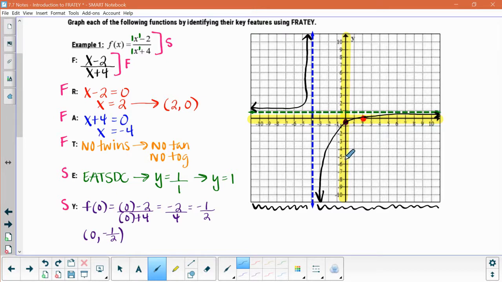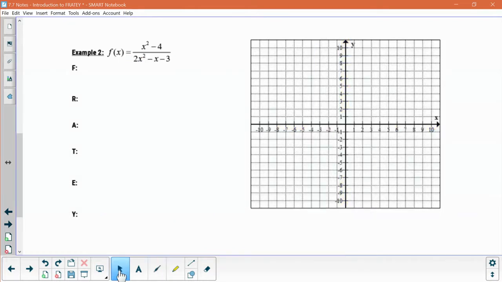Now, if you were unsure of your placement, you could think about, well, what would happen if I put it up here? Well, first, I don't have togetherness, so that wouldn't work. Second, I don't have a y-intercept here for my curve to pass through. So because of that, the only placement it could be is down here in this lower quadrant.